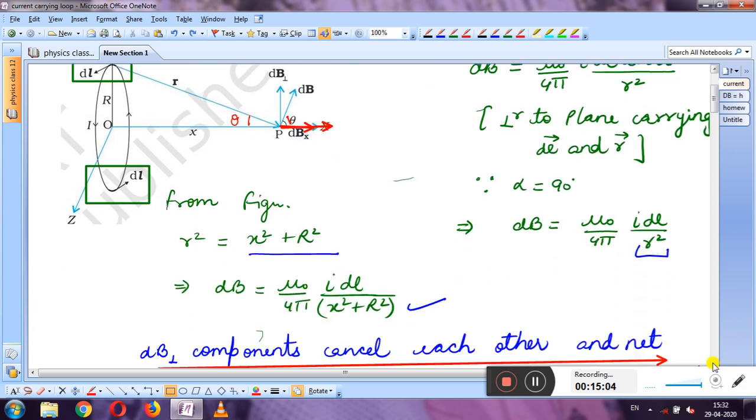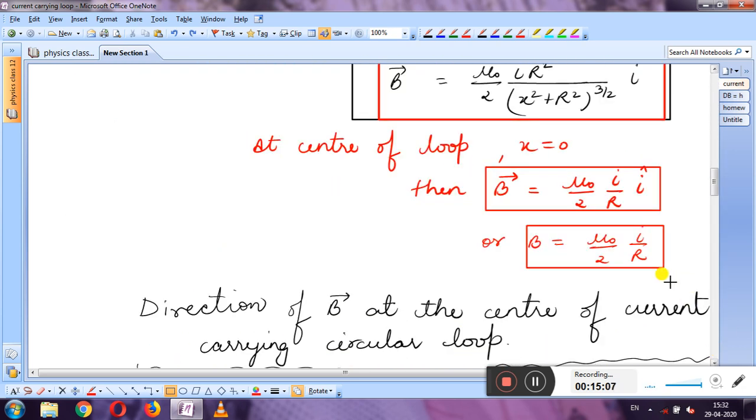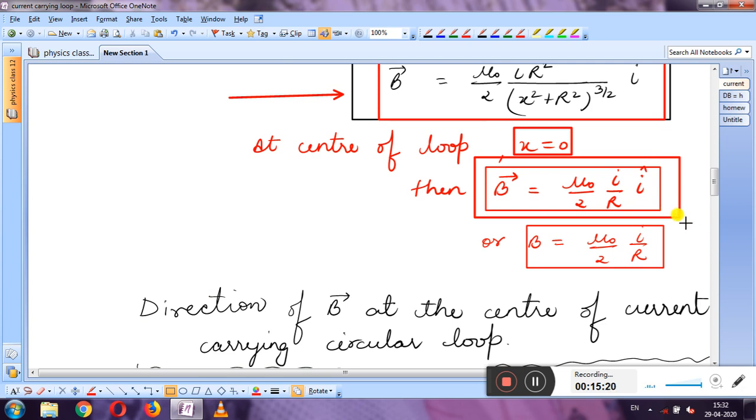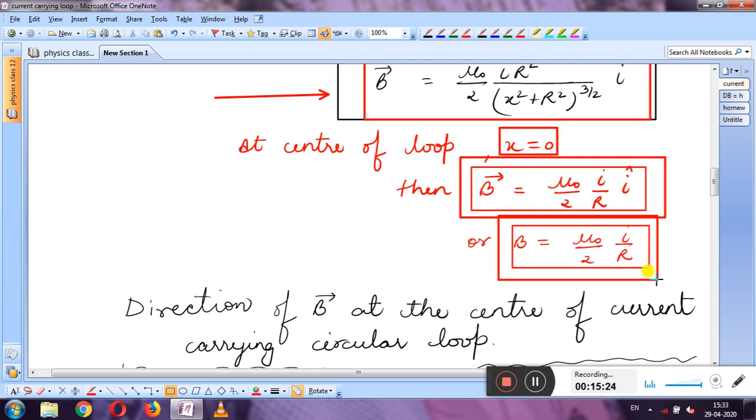If the value of x is equal to 0, then we can put x equals 0 in the above formula. After putting the value we will get this answer, that B is equal to mu naught upon 2, I upon r, i cap, or in the scalar form you can just write mu naught upon 2, I upon r. This will be the magnetic field due to a circular current carrying loop having current I, and the radius of the loop is capital R.